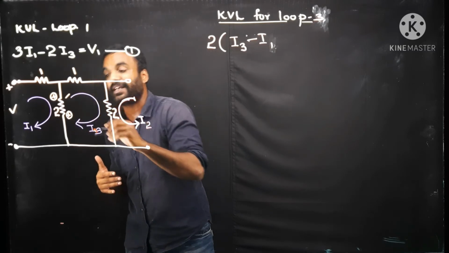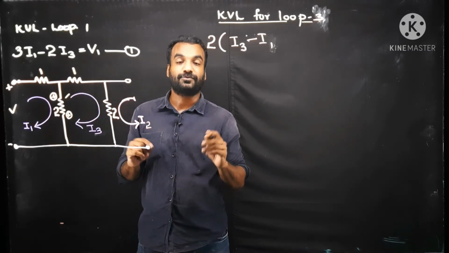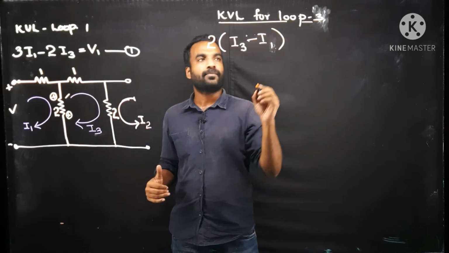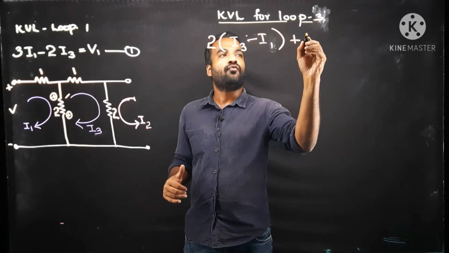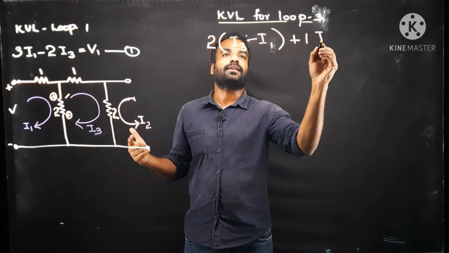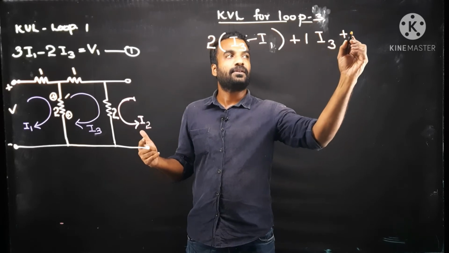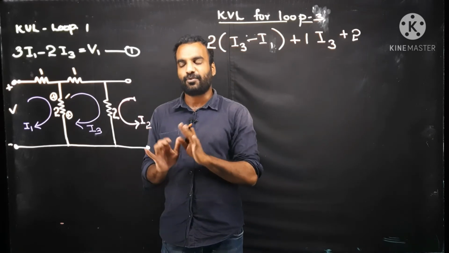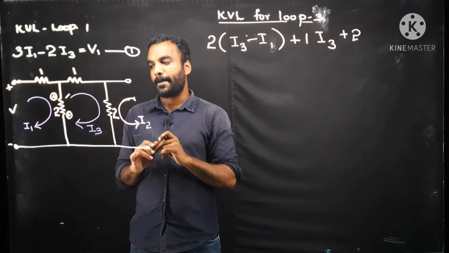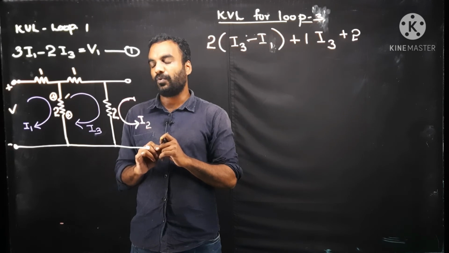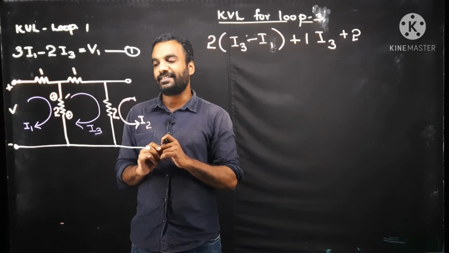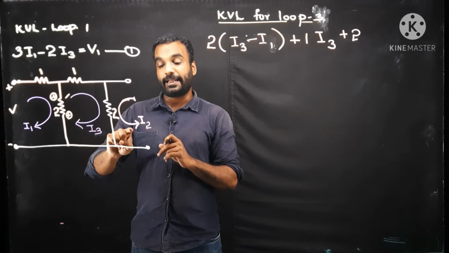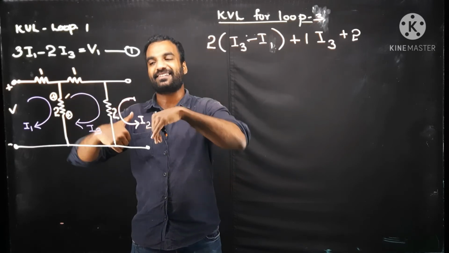I3 is entering at the downside, whereas I1 is entering at the top side. So opposing. That's why we have to take I3 minus I1. Okay? Plus 1 ohm into only one current, I3. Plus 2 ohm into, here we have to be very careful. Okay, 2 ohm into, what is the case? I3 and I2 are in the same direction now.